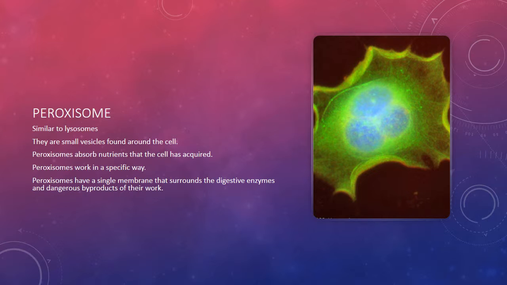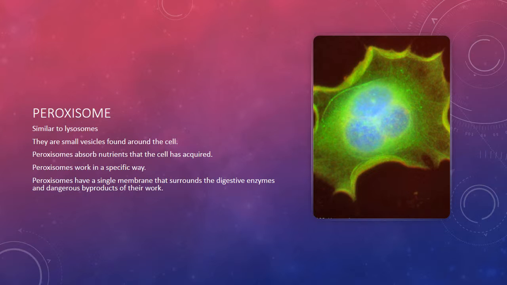Peroxisomes. Peroxisomes are similar to lysosomes. They are small vesicles found around the cell. They have a single membrane that contains digestive enzymes for breaking down toxic materials in the cell. They differ, however, from lysosomes in the type of enzyme they hold. Peroxisomes hold on to enzymes that require oxygen, which are oxidative enzymes.